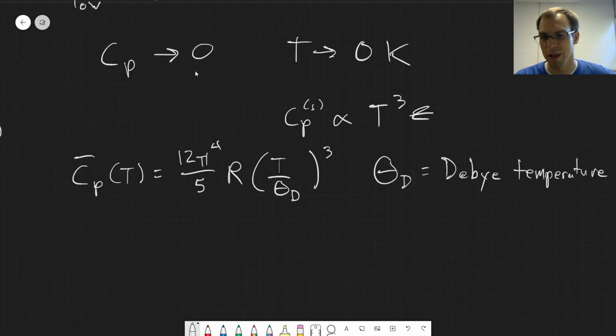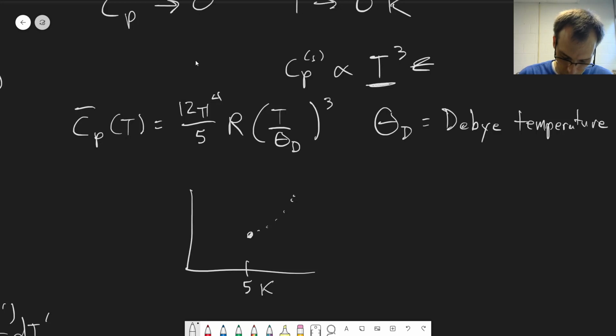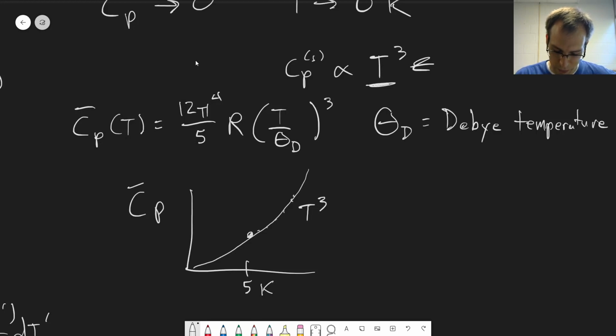In practice, what you can do is say, okay, if I know that it's related to T to the third, if I can measure down to maybe 2 Kelvin or 5 Kelvin or whatever, and have data along here, then you can extrapolate from here and say, okay, this follows a T cubed function. So if we're looking at the constant pressure molar heat capacity, then our heat capacity as a function of temperature is some constant A times T cubed that we can get from this empirical fit.